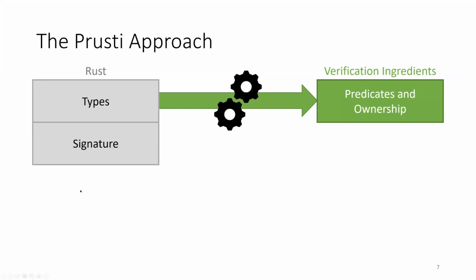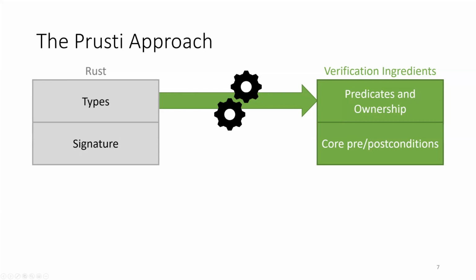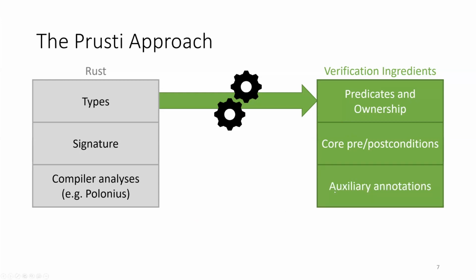And so signatures of, say, functions get translated to a kind of core pre and post condition, which doesn't say anything about what the function computes, but translates the aliasing guarantees, for example, that Rust gives for free. And then we plug into a bunch of compiler analyses, including the Polonius analysis that Nico talked about the other day. And we use this to generate the auxiliary annotations that you've seen Viper requires in order to get the proof to go through. So this is also automated.